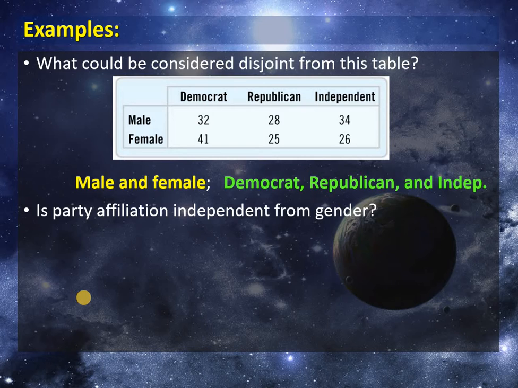Okay? Now the question is, is party affiliation independent from gender? What do you think you might want to do with this table if I want to answer that question? If I had asked you to draw a graph of this, a bar chart or a segmented bar chart, what would you do first? Find your conditional distributions, which rely on the totals. You've got to find your marginals, which means add them up.